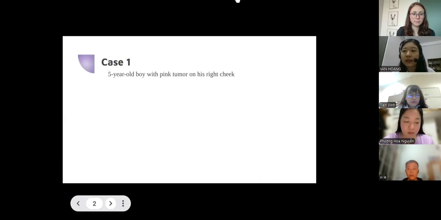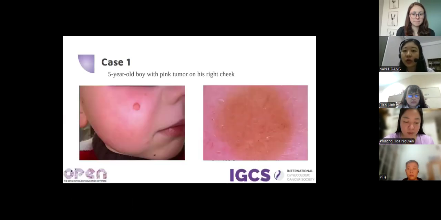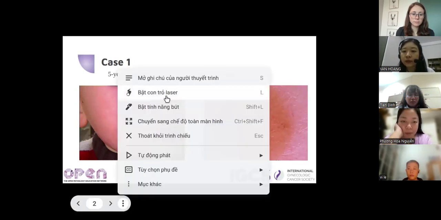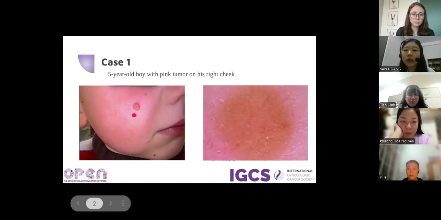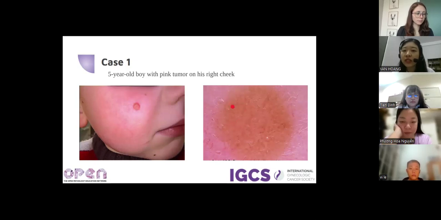Our first case is a 5-year-old boy with a pink tumor on his right cheek. So we see the lesion here. It's dome-shaped with a smooth surface. And here we have the dermoscopy, which reveals a non-specific regular pseudo network with a granular appearance. We can see the pseudo network in the lesion.